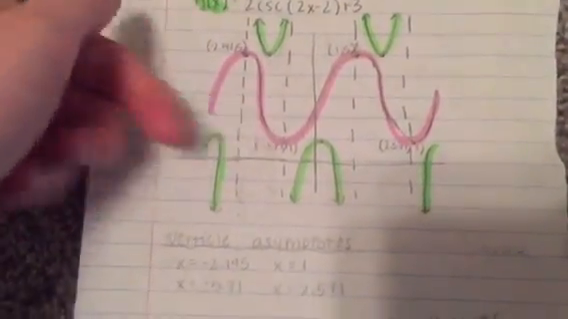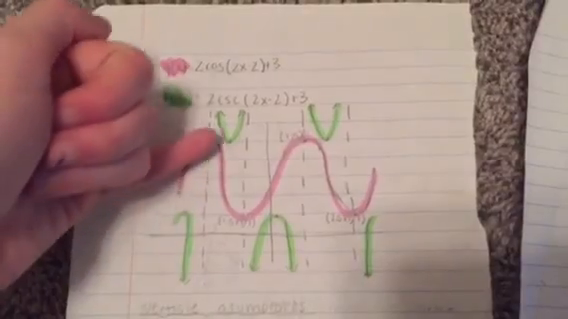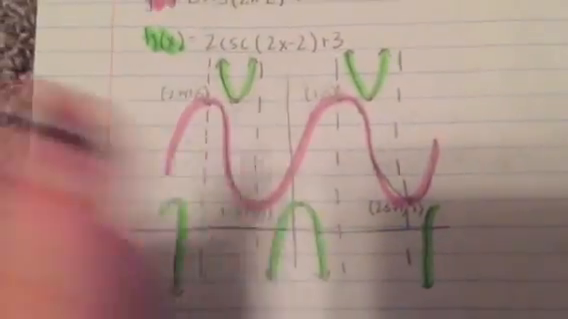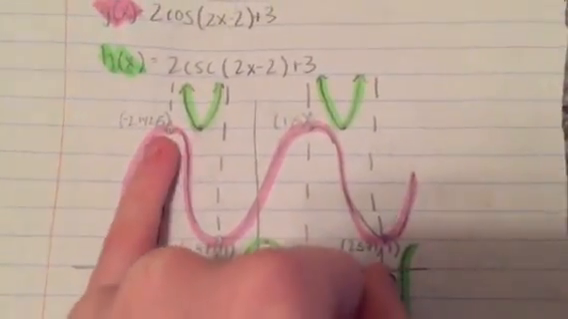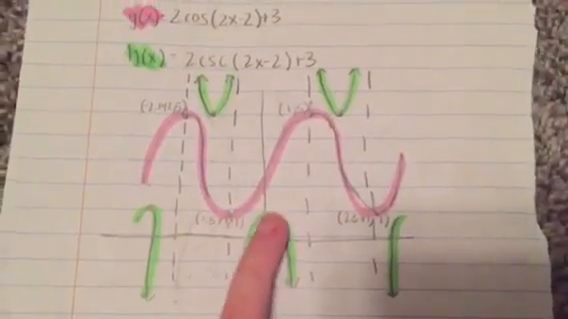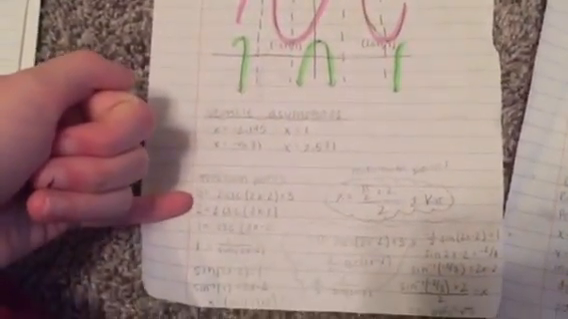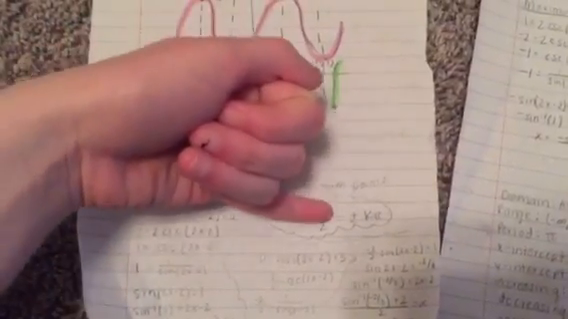Next, I wanted to find the min points and the max points right here. I looked at these two, and I know that they share the same y value of 5, and these two share the same y value of 1. To find those minimum points, I plugged in 5 for y into my h of x function, solved it out, and ended up getting this equation right here.